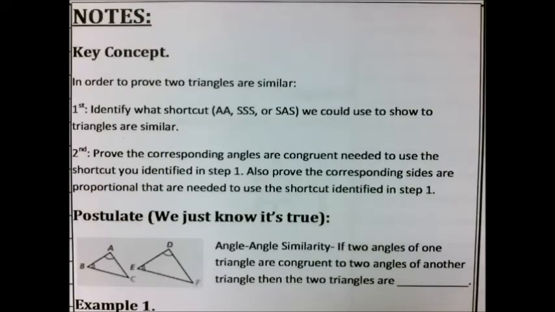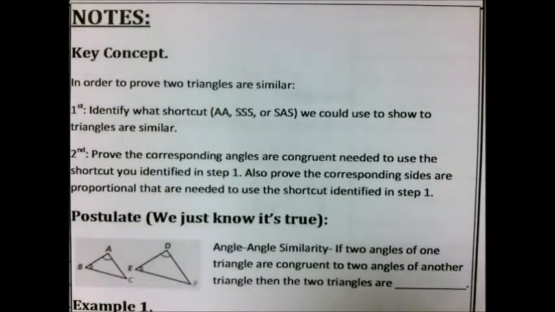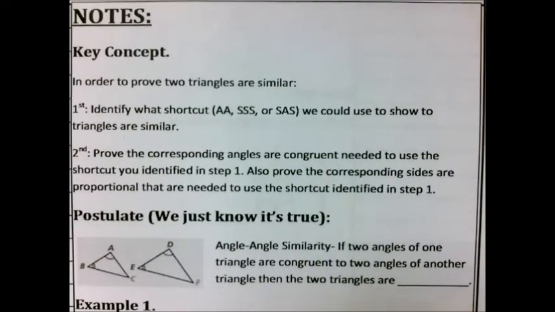all sides are proportional. Okay, so in order to do that, the first thing we need to do is identify which shortcut, is it AA, SSS, or SAS, that we could use in order to show the triangles are similar. The second step is to prove the corresponding angles are congruent. You have to use the ones that you need in order to use the shortcut you identified in step 1. And then also prove that the corresponding sides are proportional that are needed to use the shortcut identified in step 1. Okay.